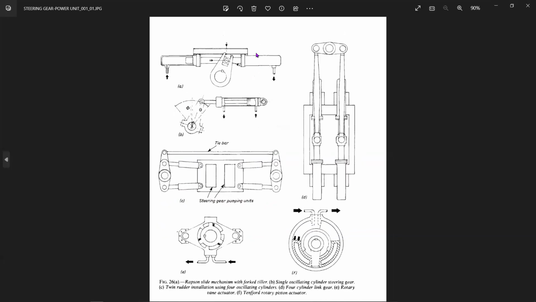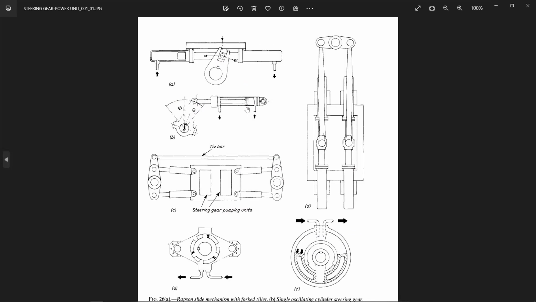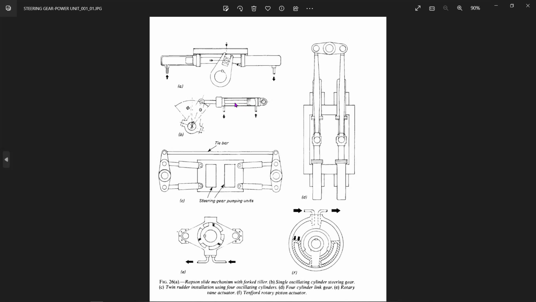Okay, what you see here is a 2 ram system fitted with something called a Rapson slide. In figure B, you have a single oscillating double acting cylinder, which can also work as a steering gear, but again not for larger vessels. Because it is a double acting cylinder, it can work for both sides. The piston can be actuated from both sides.